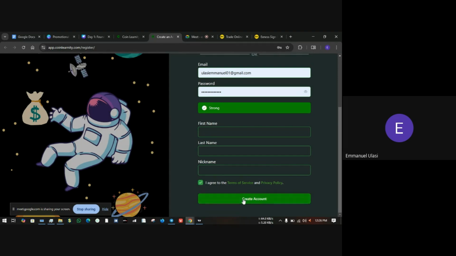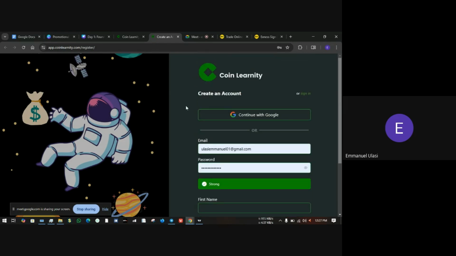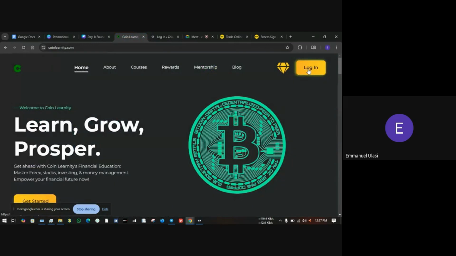When you click on continue, you should receive an email. We are going to send an email to your email address. In that email, you need to verify your address, so you need to click on the link in that email to verify your account. Once you've done that, you would have successfully opened a CoinLenity account. Then you take those details that you signed up with and sign in with them. To sign in, you can just go back to the home page and click on this login button here.